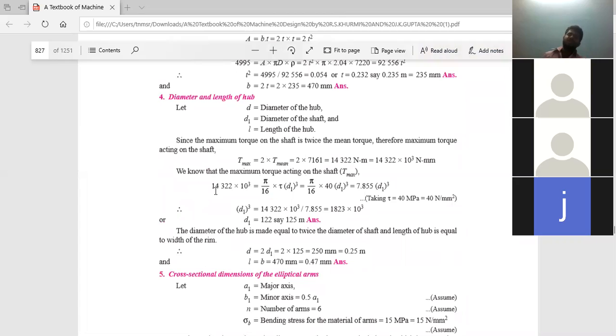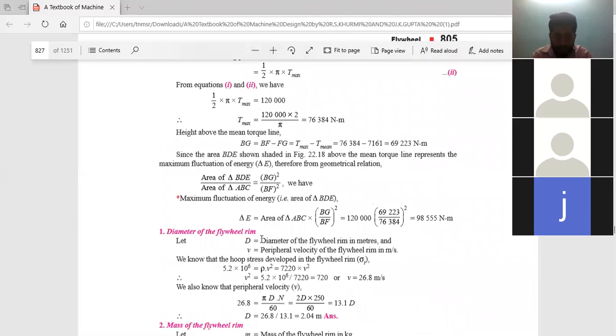We know in the question it has been given that maximum torque is 2 times the mean torque. Mean torque already we have calculated, that is 7161. So 7161 into 2 is nothing but 14,322 Newton meter, or in Newton millimeter, multiply it with 10 to the power 3. So your maximum torque becomes 14,322 into 10 to the power 3 Newton millimeter. Once you get the value of maximum torque, then what will you be using? I know which expression: maximum torque T is nothing but pi by 16 times tau into D1 cube. This expression.